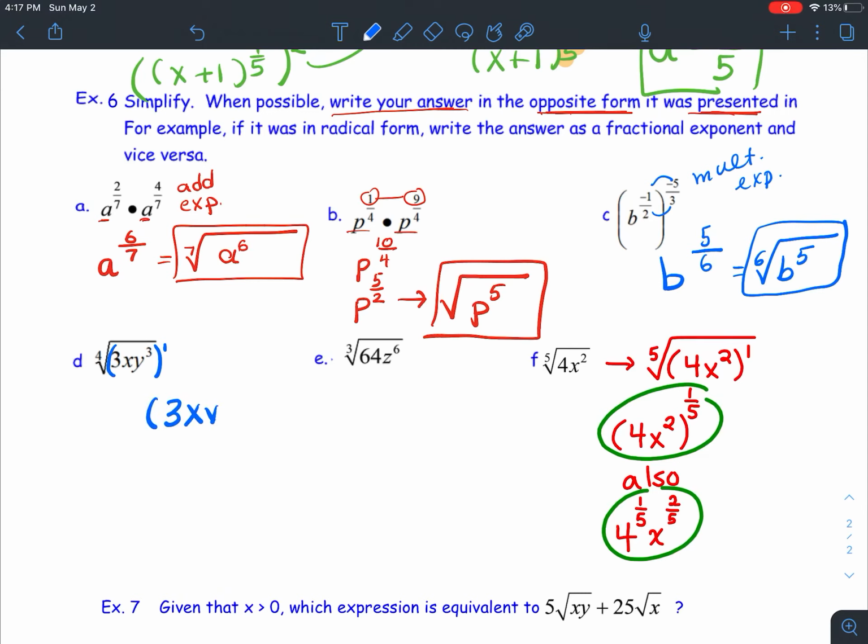So if I'm going to write this as a fractional exponent, I'm going to put 3xy cubed in parentheses. My denominator is my index, that's the 4, and my numerator is the 1. Okay, you don't want to confuse this 3 right here for what you would have put right there. Okay, same situation right here. I'm going to enclose this all in parentheses, put that to the first power. We have 64 z to the 6th, and I'm going to raise that to the 1/3 power.